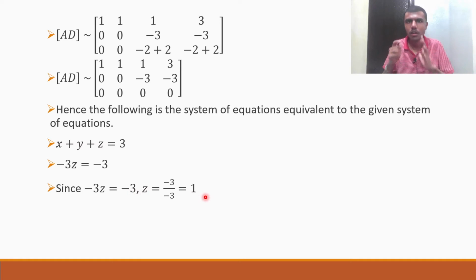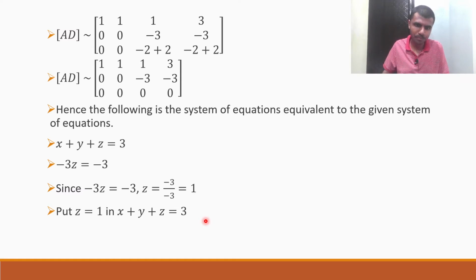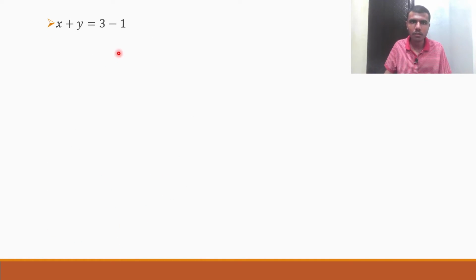That means z equal to 1. Okay, one thing I got, the z value. Now I need to get x and y. How? Just put z equal to 1 in this. Now what I'll get is x plus y plus 1 equal to 3. That means x plus y equal to 3 minus 1, which is x plus y equal to 2.